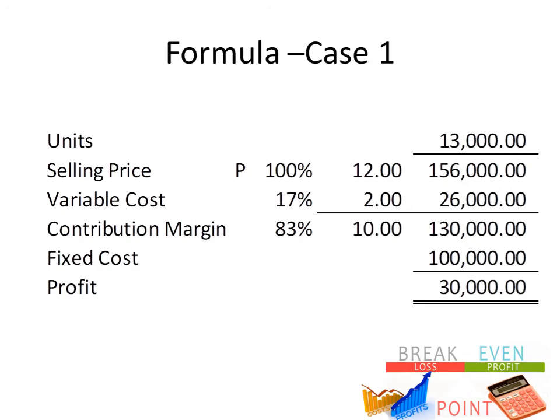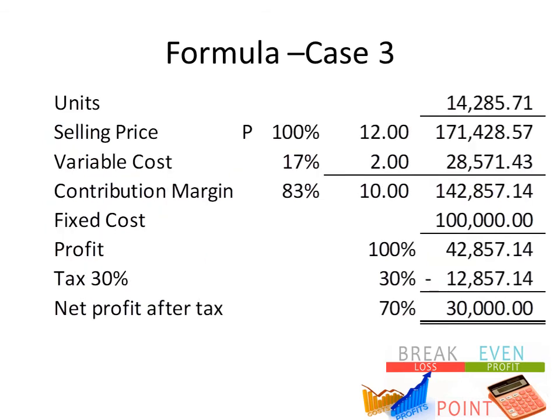We know that fixed cost was 100,000. So 30,000 plus 100,000 would be a 130,000 contribution margin. 130,000 divided by 10 will give us 13,000 units. So we check: 13,000 times 12 is 156,000, and 13,000 times 2 is 26,000. When we deduct 26,000 from 156,000, that's 130,000, and 130,000 less 100,000 gives us a profit of 30,000.